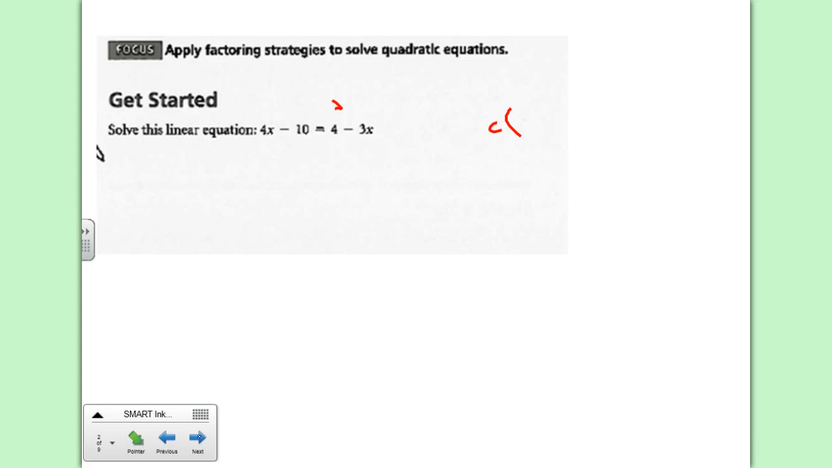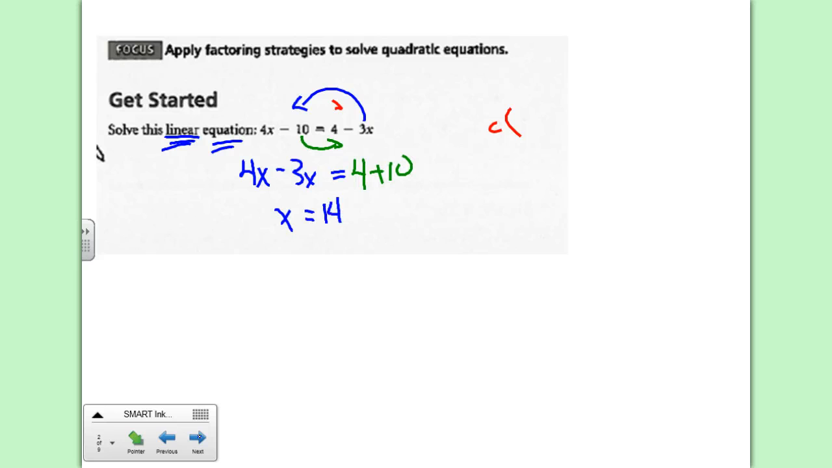Okay, you've come back now. The first thing we would do is transpose. In a linear equation, not a quadratic, we take our x's to one side. So if I bring the 3x over here, I get 4x minus 3x, and equals, I'll take my numbers to the other side. I'll take the minus 10 over to be with the 4. So now I have the 4 that stayed plus the 10. And now I get a nice little answer like x is equal to 14. And all was good in the land. We can check that equation and see if that works. But that's how we used to do it.